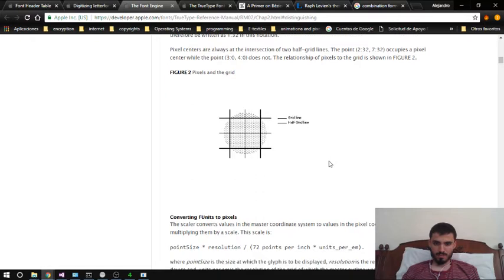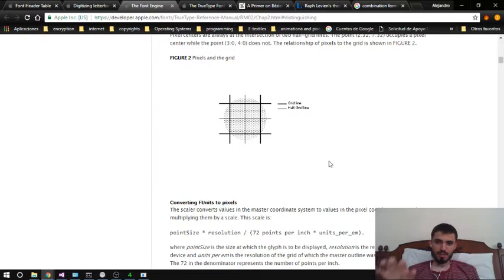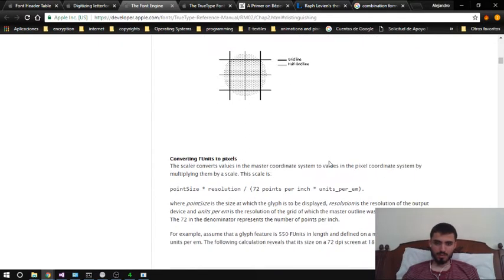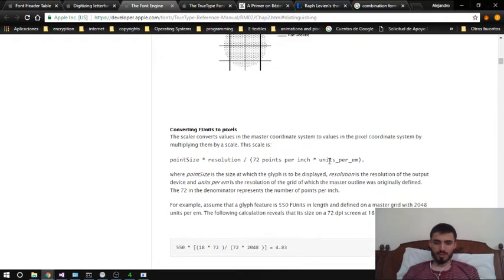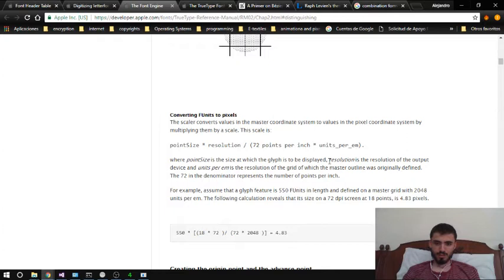Okay, so we have a grid, and we have the half grid, which tells you where the center point for the pixel is. That's in the middle. And we have an array of points there. Then the scaler converts values in the master coordinate system to values in the pixel coordinate system by multiplying them by a scale. The scale is the point size times the device resolution divided by 72 points per inch, which defines the units per EM.